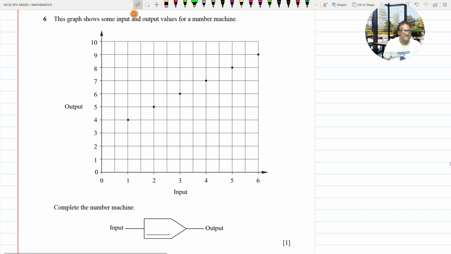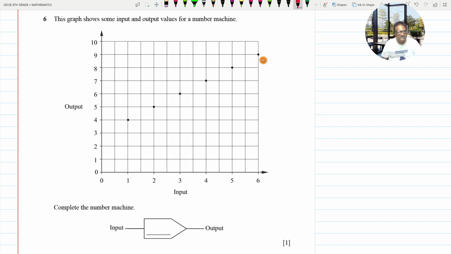Question number 6 says that the graph shows some input and output values for a number machine. You can see this grid is showing you input values on the x-axis, output values on the y-axis, and these are the points. When the input is 1, the output is 4. When the input is 2, the output is 5. When the input is 3, the output is 6.